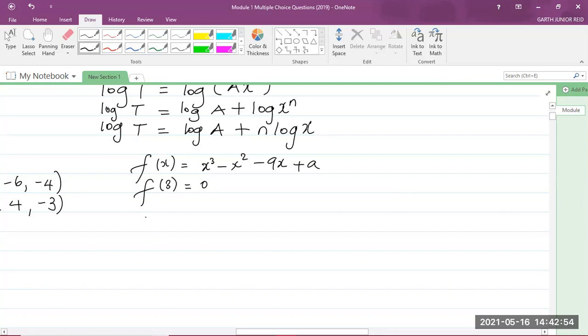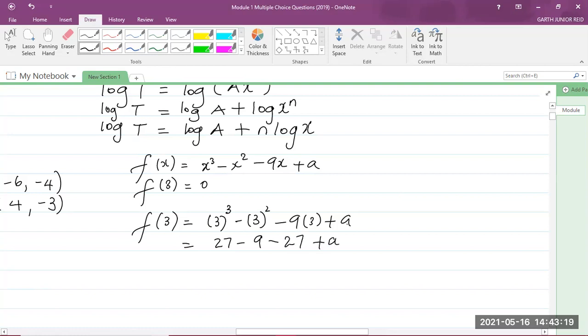All right, let's find f of 3. So we're substituting x as 3, we will get 3 to the power of 3 minus 3 squared minus 9 times 3 plus a. All right, and that is going to be equal to 3 cubed, that's 27, minus 3 squared, that's 9, minus 9 times 3, which is 27, plus a. And remember now, f of 3 must be equal to 0. So it means that when I add all of these numbers here on the right-hand side of the equation, I am supposed to get 0. All right, because x minus 3 is a factor.